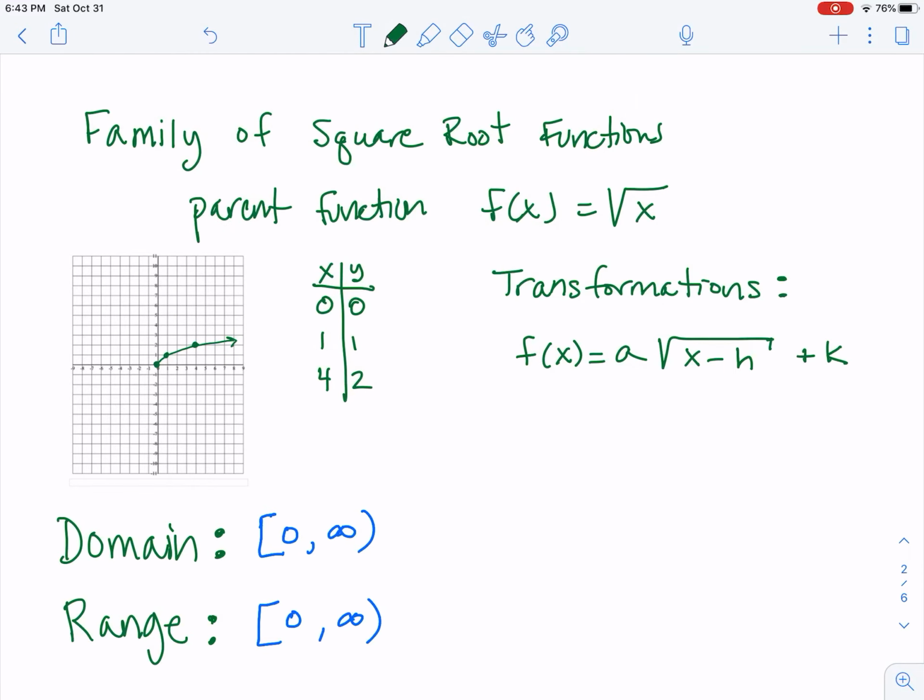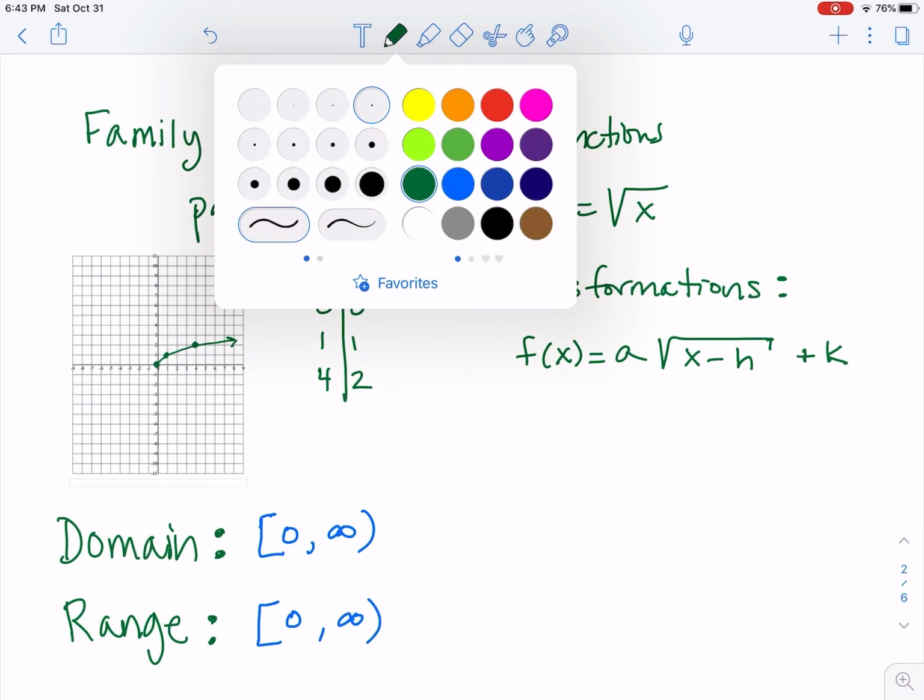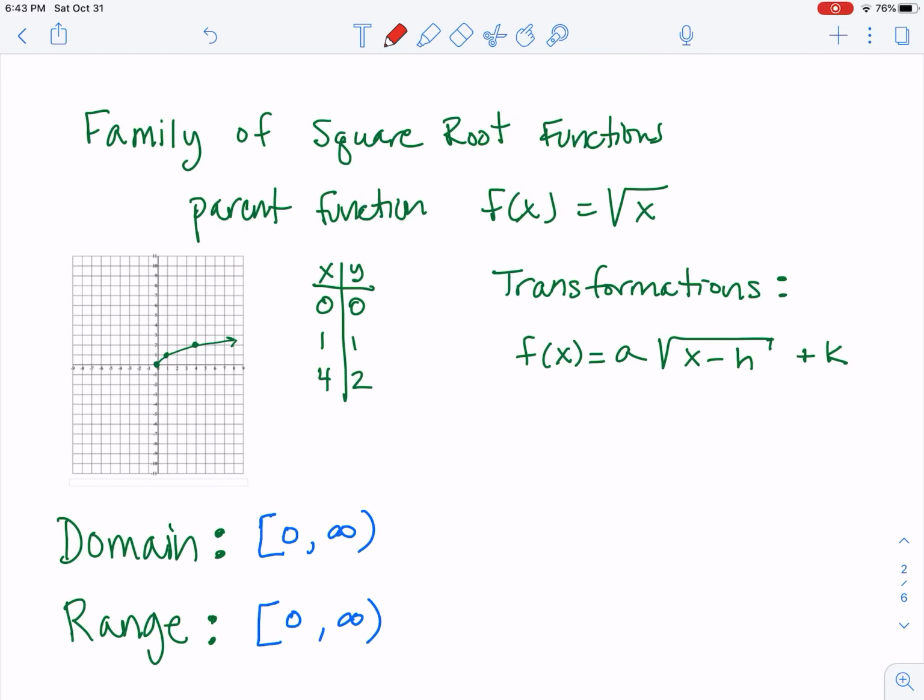All right, so let me get a different color. All right, so this x minus h would indicate that you are having a transformation going right h. You're taking the parent function and moving it right h. If it's an x plus h, you're moving it left h. The a, if a is greater than 1, that's going to be a vertical stretch.